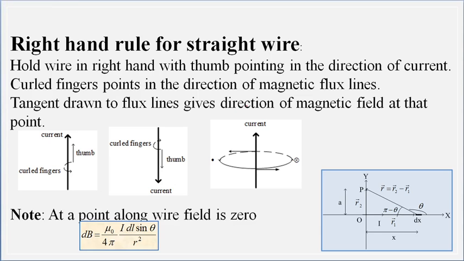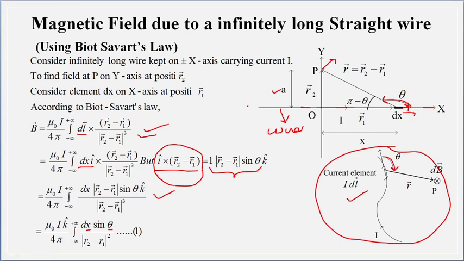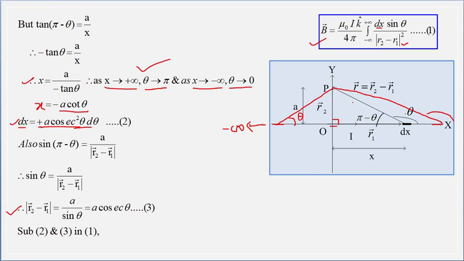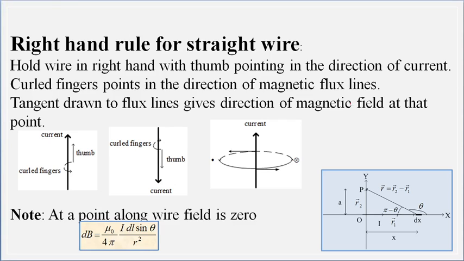Now you can get it even using Biot-Savart's law. If you use Biot-Savart's law, then what you would find is the direction of dl cross r. That will give the direction of the magnetic field. But there is a mechanical rule, especially for the straight wire.